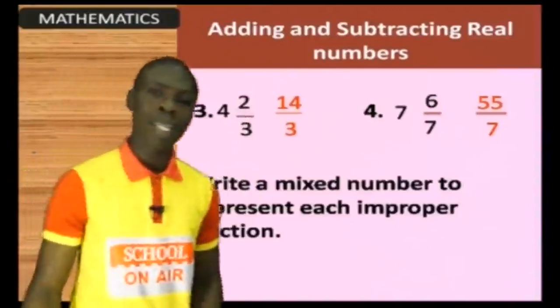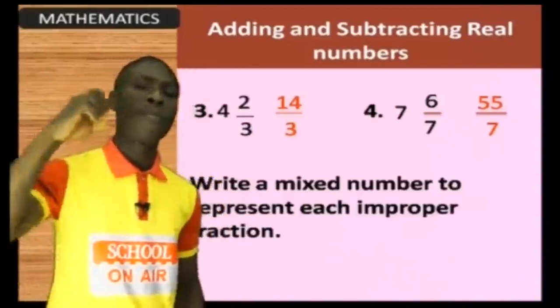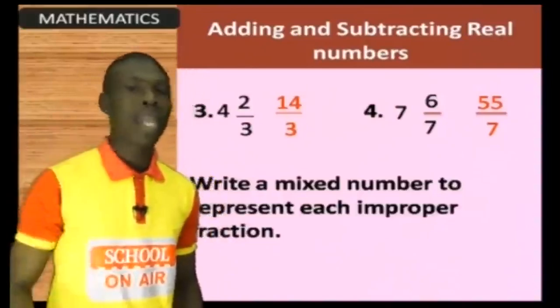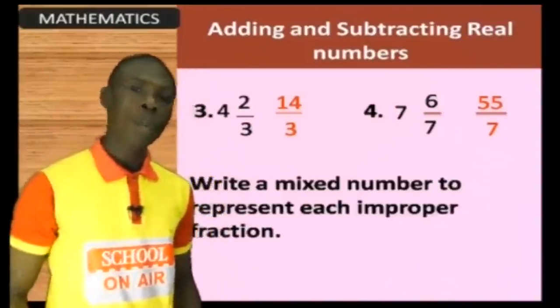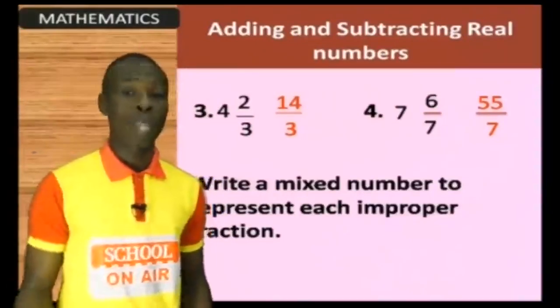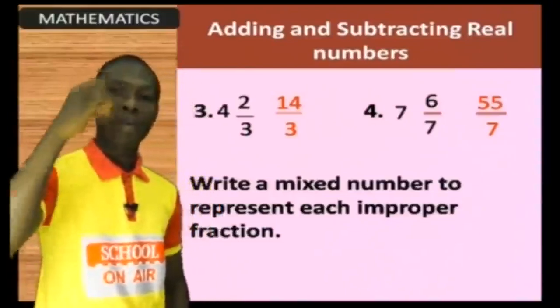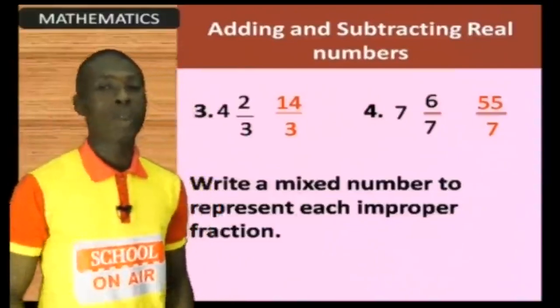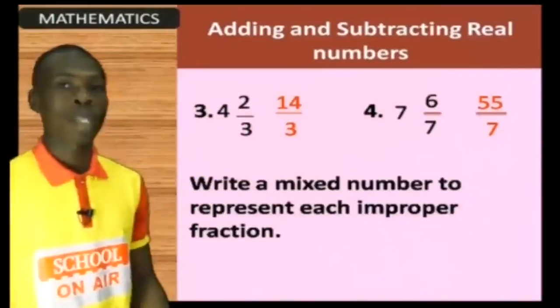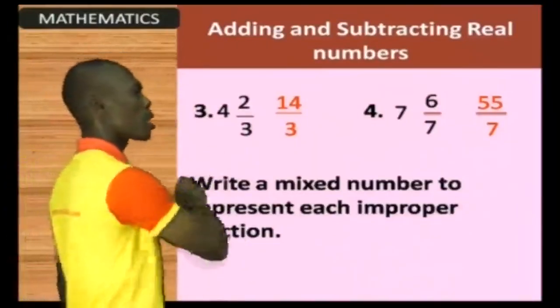Remember, we have learned earlier that improper fractions are fractions where you have the value of the numerator greater than the value of the denominator. The numerator is the one you have at the top of the fraction, while the denominator is what you have at the bottom. So when you have a fraction such that the numerator has a higher value than the value you have at the denominator, then such fractions are referred to as an improper fraction. So we are to express this as an improper fraction.